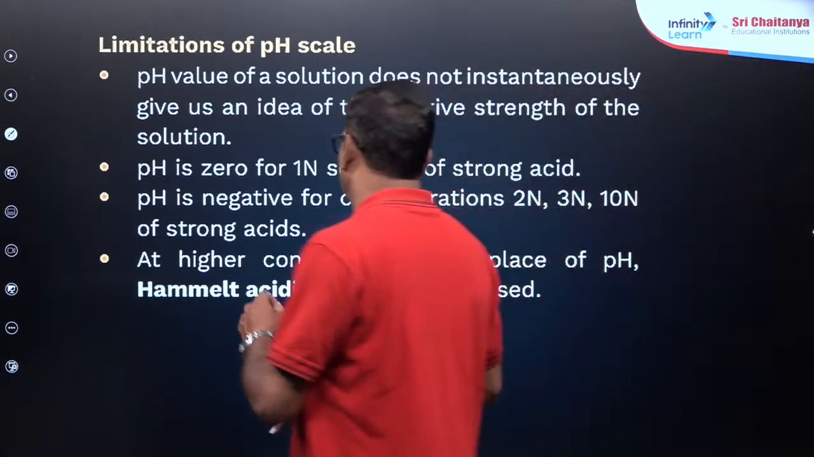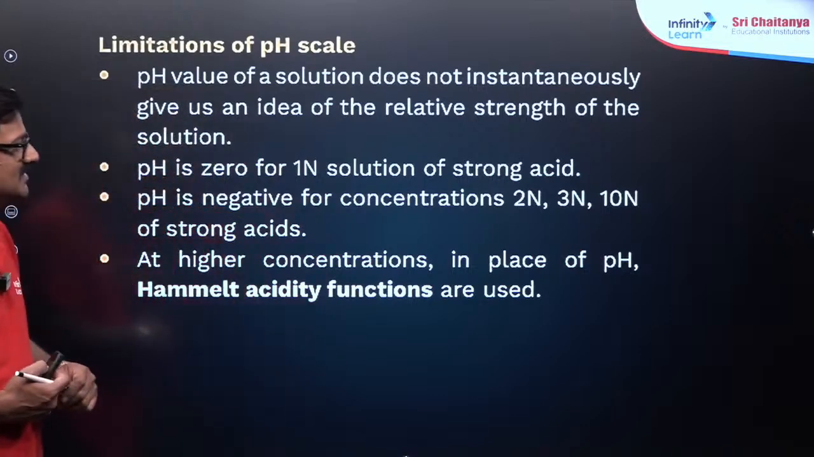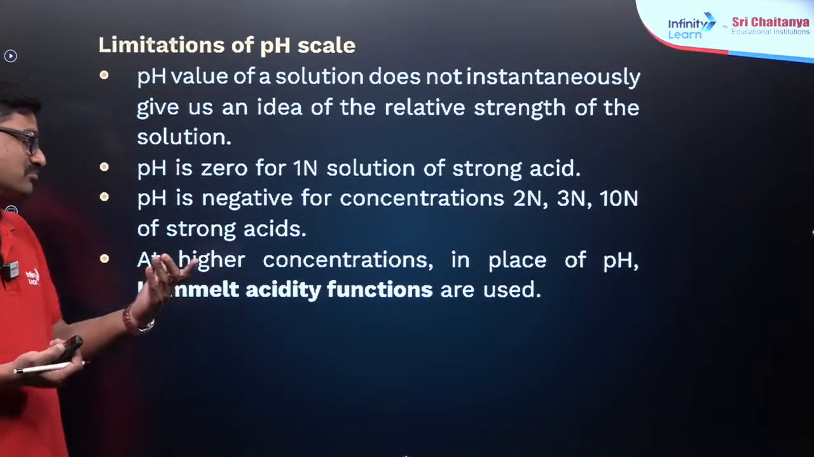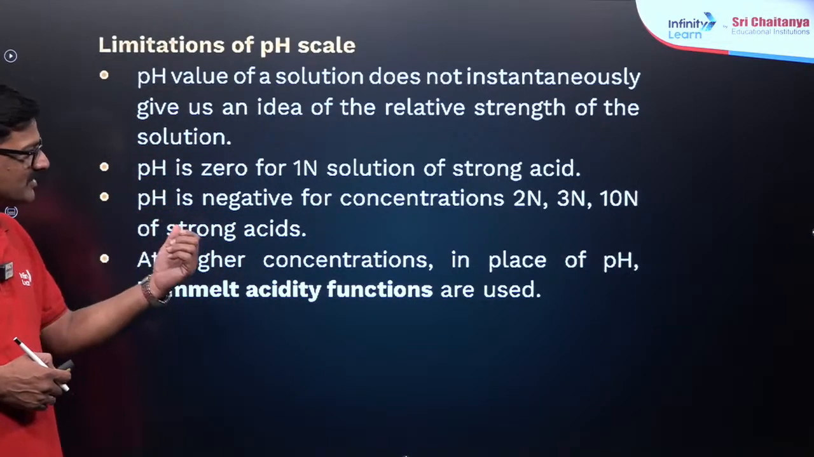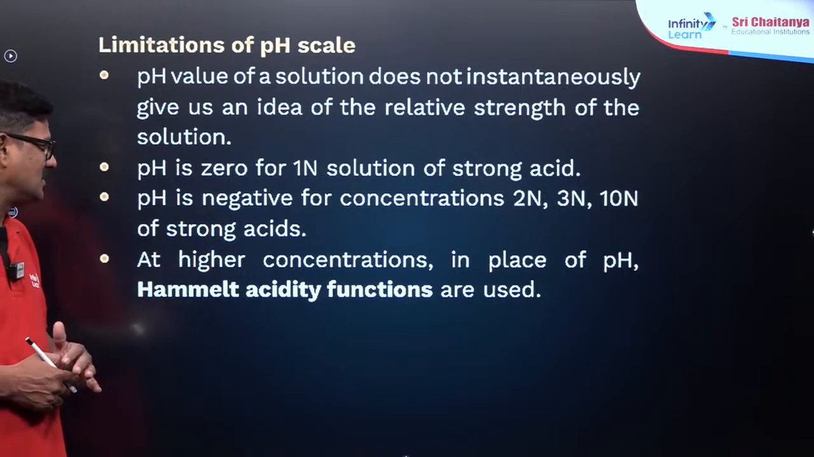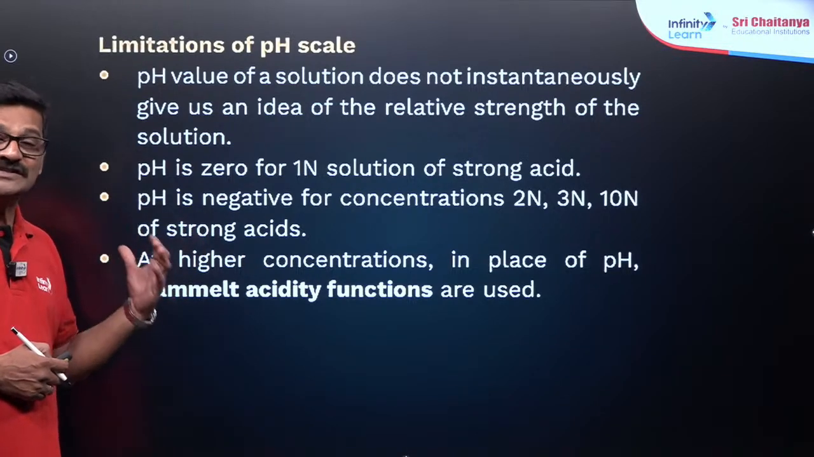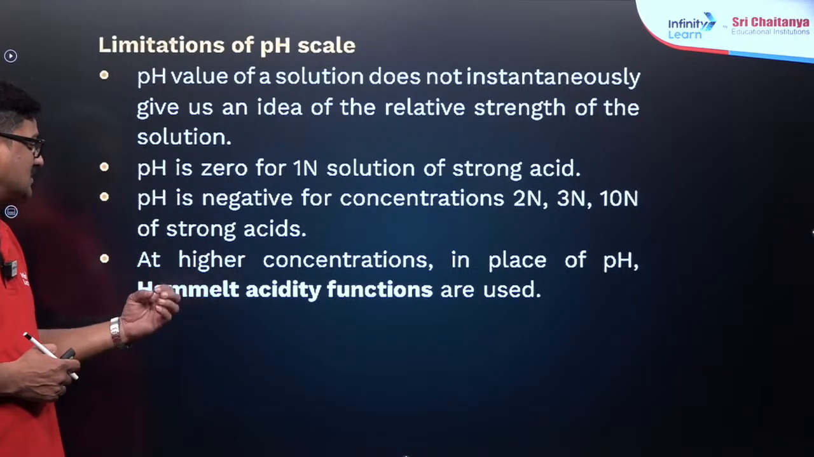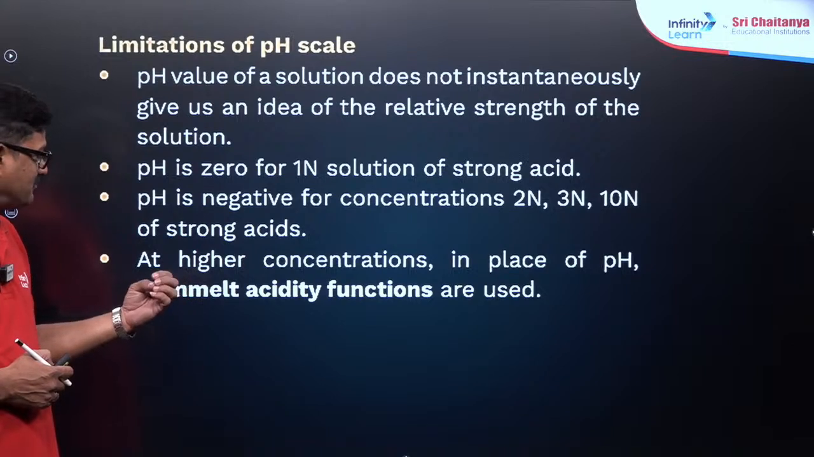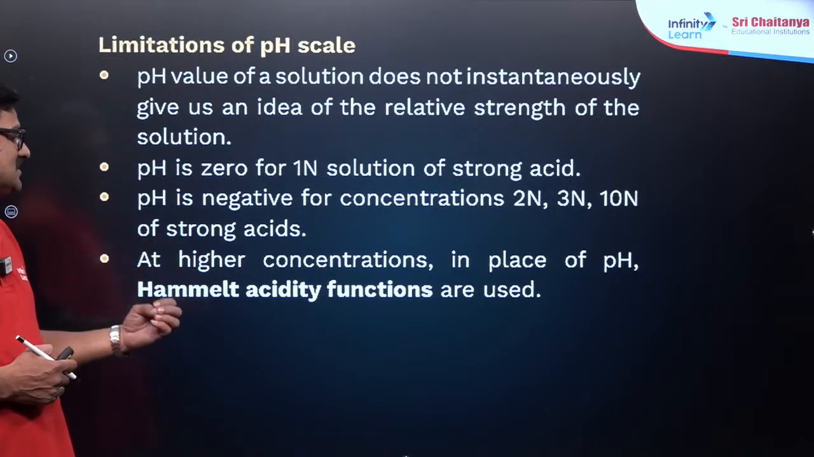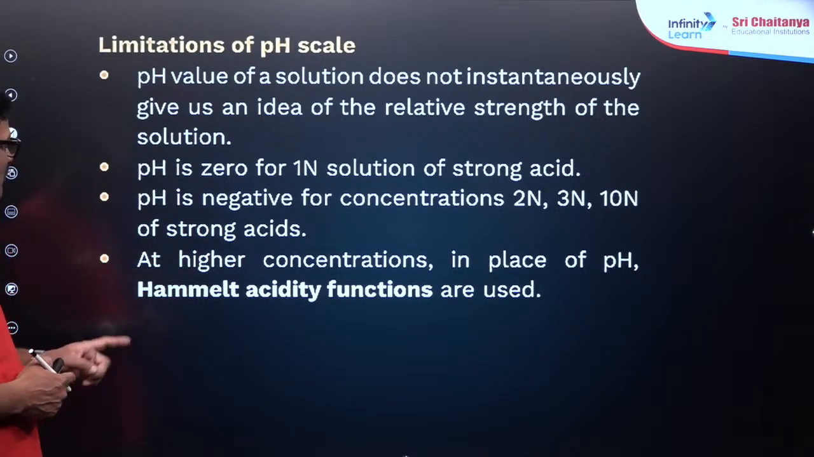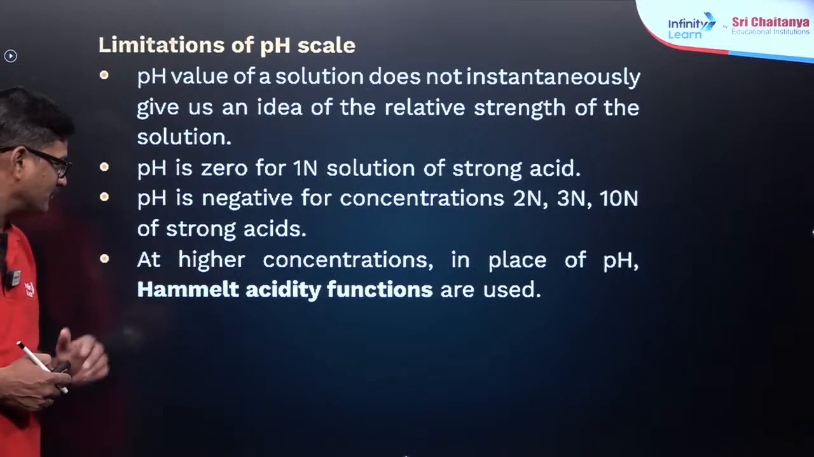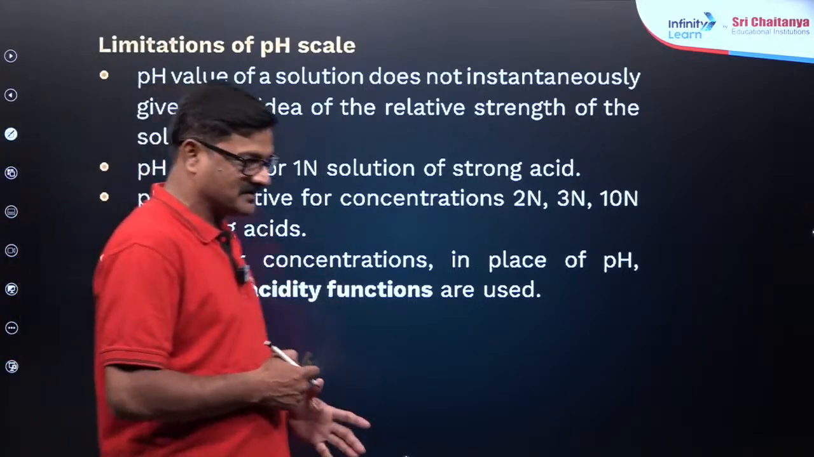And pH is 0 for a one normal solution of a strong acid. What this 0 means, we don't know. pH is negative for some concentrated solutions, and how to interpret that. At higher concentrations, in place of pH, Hammett acidity functions are used, which we don't have right now. That's a different matter.